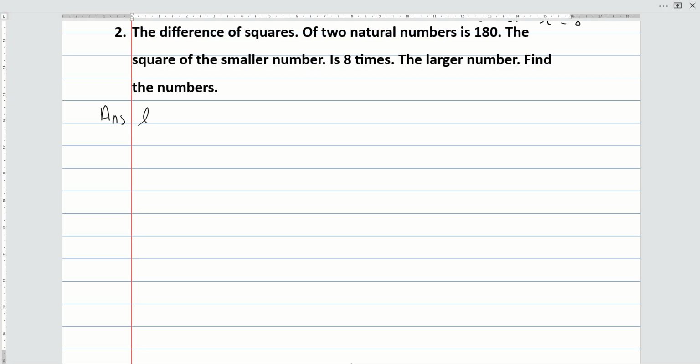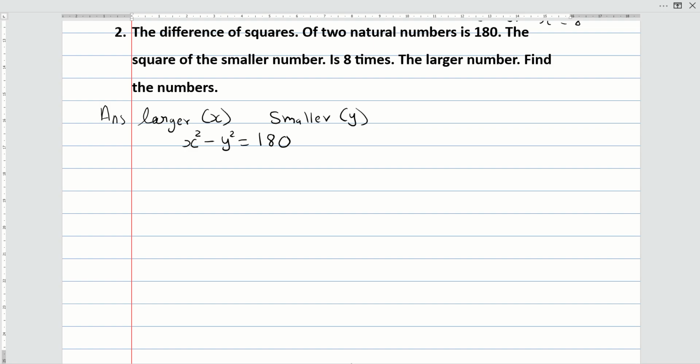Let us assume the larger number as x and the smaller number as y. The whole sum will go ahead keeping in mind x as the larger number and y as the smaller number. So let us start. The difference of squares of two natural numbers. Since they are natural numbers, the difference cannot be negative. So x square minus y square is 180.